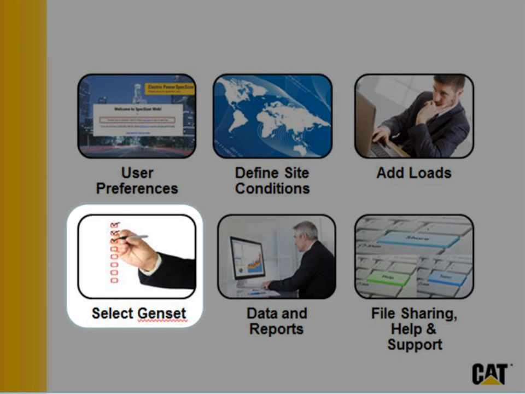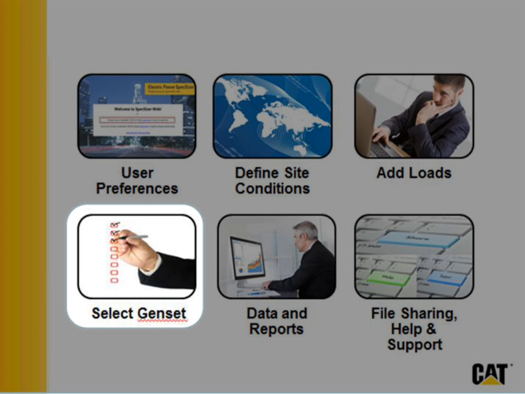Once you've got your site conditions defined and you've got your loads added in sequence, then all you have to do is click on Select Genset. You move to the Select Genset page and you size your genset. It's that easy. You can also click the Continue button at the bottom of the Add Loads page, and that will also move you to your Select Genset page.